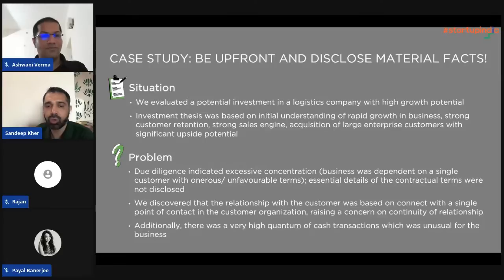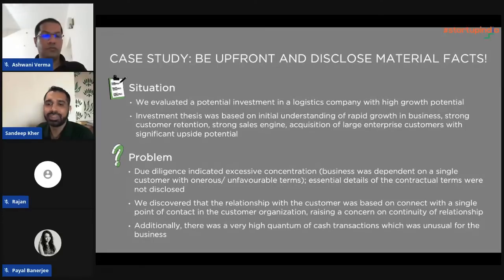But during the course of this conversation, we figured out that the founder had not disclosed this material fact. He kept talking about how the growth of the company has been, how the margins are improving, and business is expanding. But during the presentation that was made to the investing team, at no point in time did the founder explain to the team that there was significant dependence on this one particular customer.